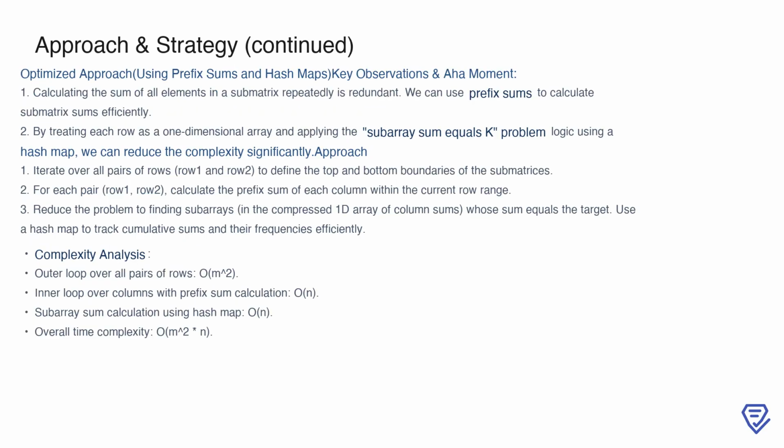Now, let's look at the optimized approach that uses prefix sums and hash maps. The key insight here is that calculating the sum of all elements within a submatrix repeatedly is redundant.